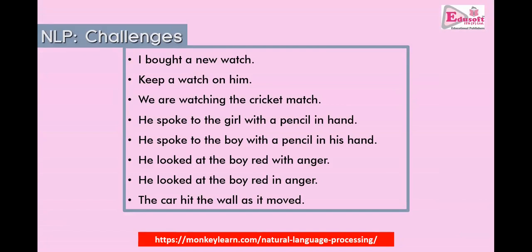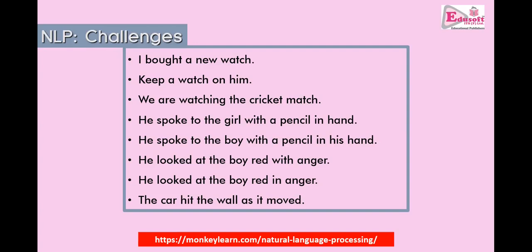If you see the first two sentences, I bought a new watch. So here watch is actually a noun, a gadget. Keep a watch on him, here the watch is a verb. So it's very difficult for a machine to figure whether it's a noun or a verb. And you see the third sentence. There again, the watch is a verb. We are watching the cricket match.